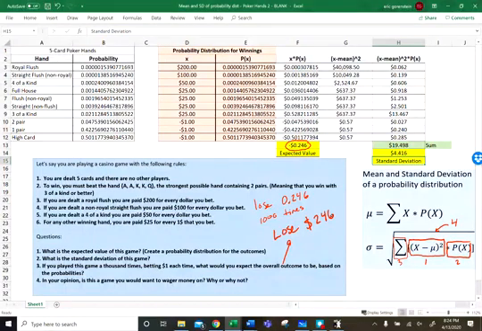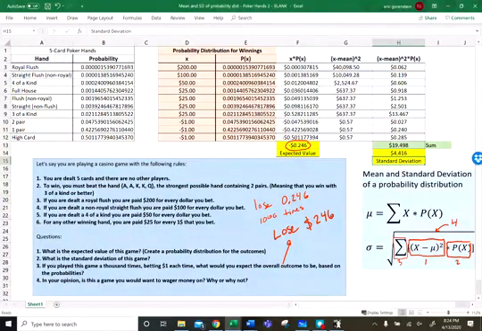Okay, so you could use this Excel template and adjust it to apply to homework questions. But in general, this is how we find the mean, the expected value, and how we find the standard deviation of a probability distribution. With some exceptions, there are some shortcuts depending on different types. So in general, this is how you do it.